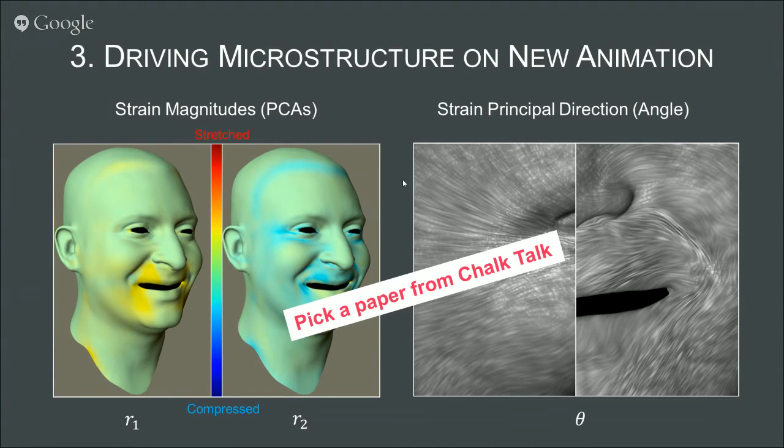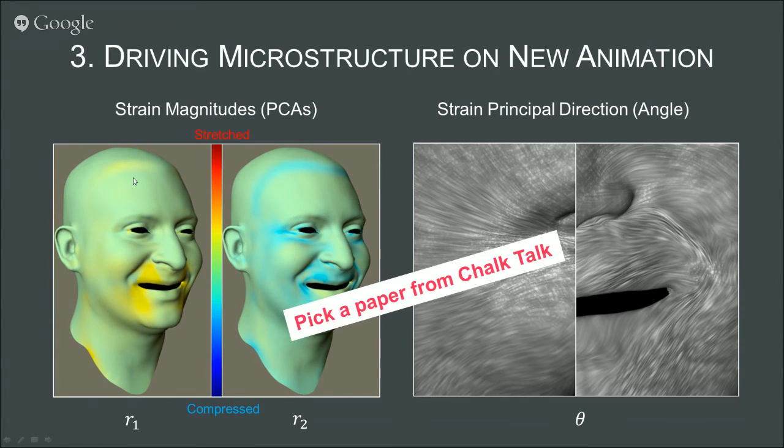And in this work, we compare the neutral triangle and a deformed triangle, then compute the linear transformation, and then run PCA to extract the principal 2D strain and the angle. And we did this in the tangent space, so all the strain field is already in the triangle. Then we can interpolate the strain from per triangle to per pixel.